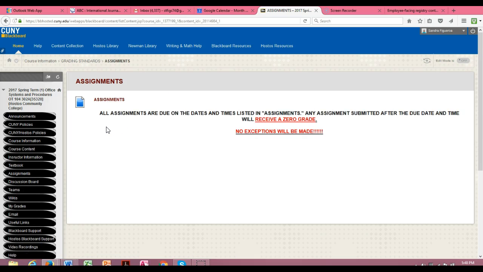All assignments are due on the dates and times listed in assignments. Any assignment submitted after the due date and time will receive a grade of 0. No exceptions will be made.